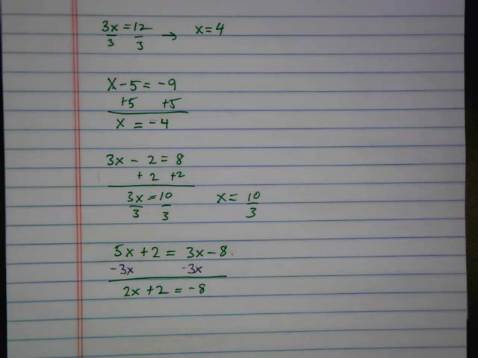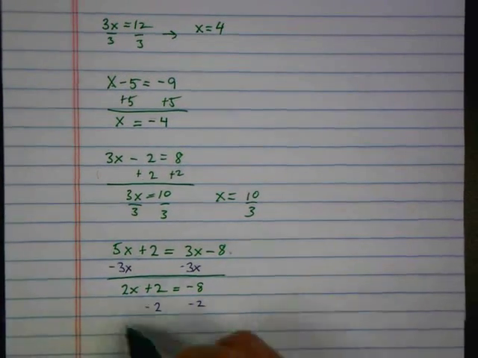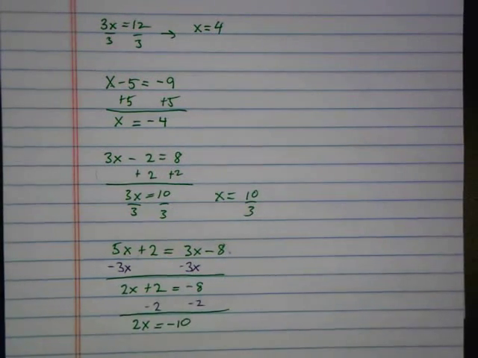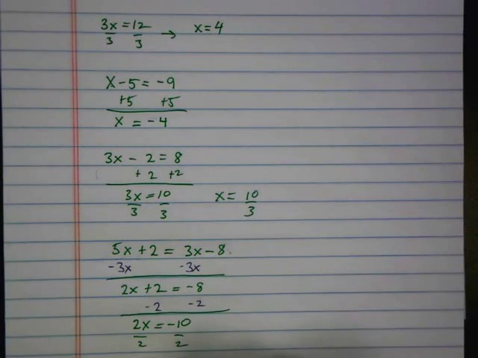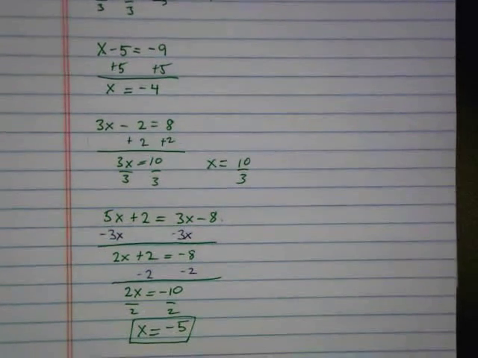If we get all the x's on the left-hand side, what are we going to do with all the numbers? Get them on the right-hand side. So how do you get all the numbers on the right-hand side? Subtract 2. Perfect. 2x is negative 10. And then finally, divide by 2. x is negative 5. Questions on that one?